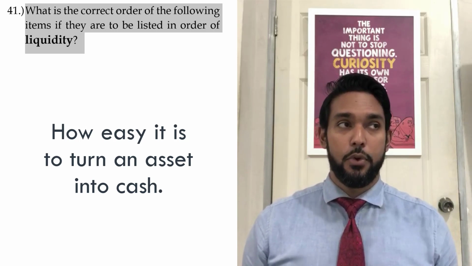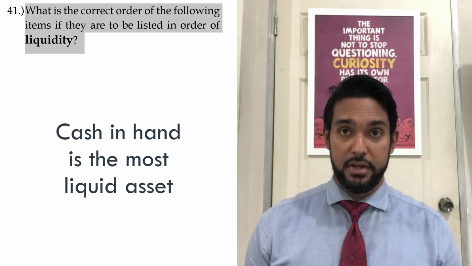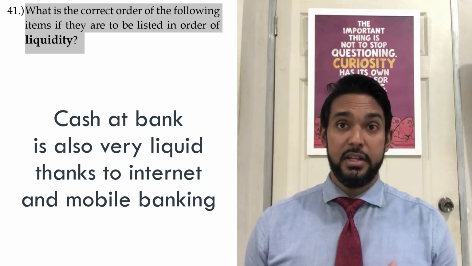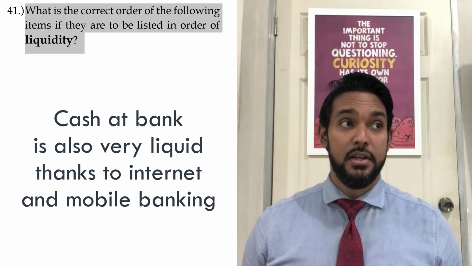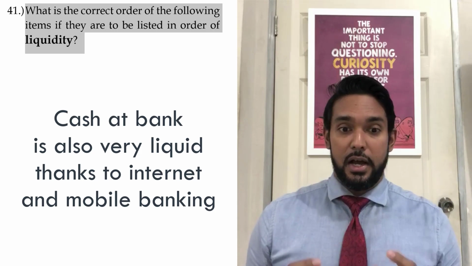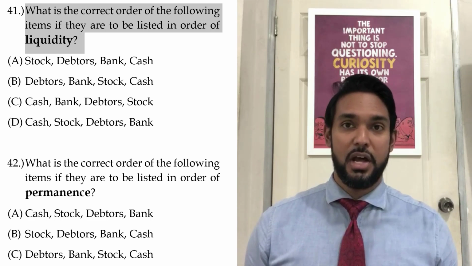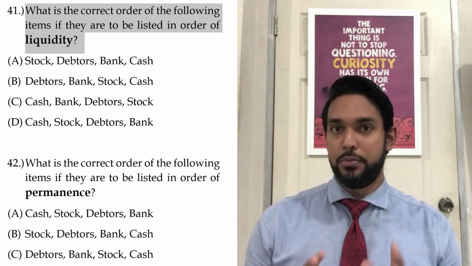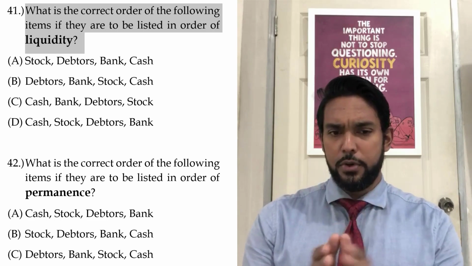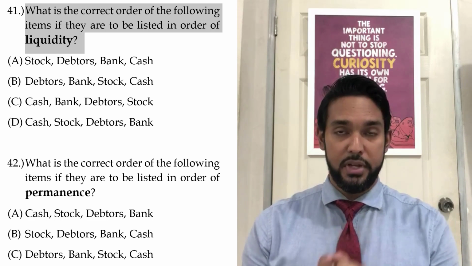So by default, therefore, cash, the asset of cash in hand, is already in liquid form. It is the most liquid current asset. Cash at bank is the second most liquid current asset because it is basically cash, and thanks to the advent of the internet, you can use mobile banking to pay things, to transfer funds. And in some cases, I would say cash at the bank is even more liquid than cash in hand. But I know some of you might want to fight me on that, but we could do so down in the comments.